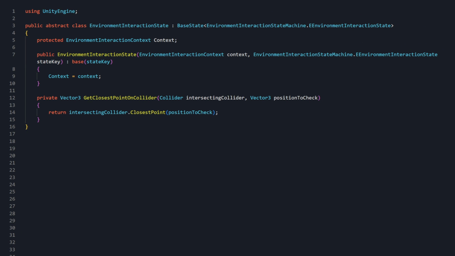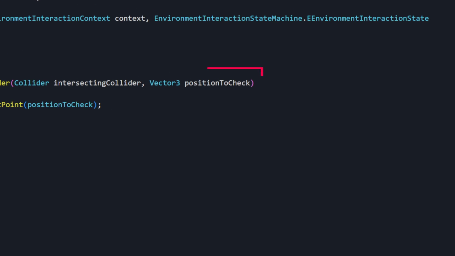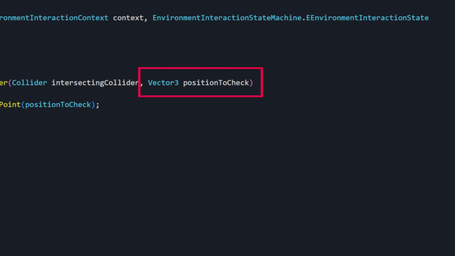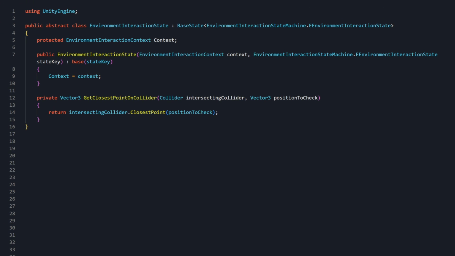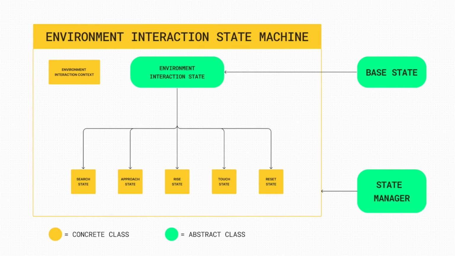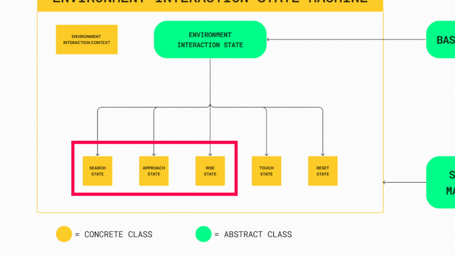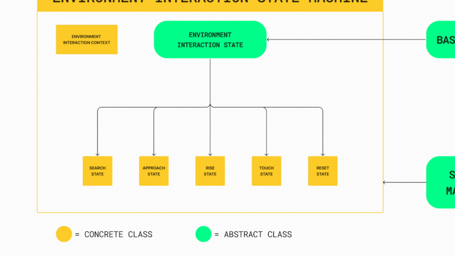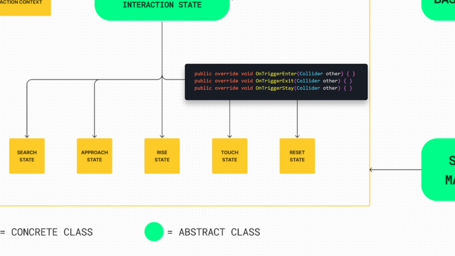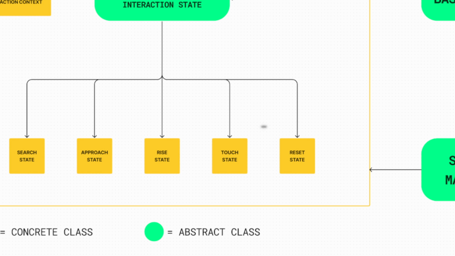Okay, we have a method that returns the closest point on the collider, but what is it closest to? What should we pass as the position to check argument, and where should we actually use this method? We will invoke it in a couple of places, and you'll see why in a moment. The environment interaction state machine consists of 5 states. Some of them perform the exact same logic in the onTrigger callback methods, but some of them don't. For example, the reset state won't have any logic in onTriggerEnter, Stay, or Exit, because the state's purpose is to reset the state machine.